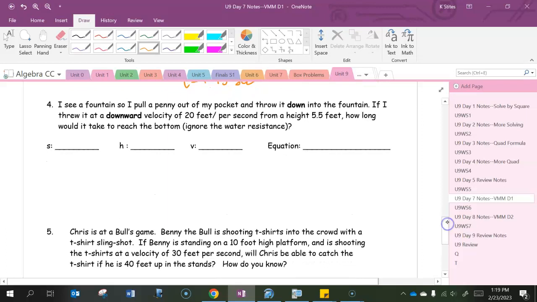Okay, I see a fountain, so I pull a penny out of my pocket and throw it down into the fountain. If I threw it at a downward velocity of 20 feet per second from a height of 5.5 feet, how long would it take to reach the bottom?